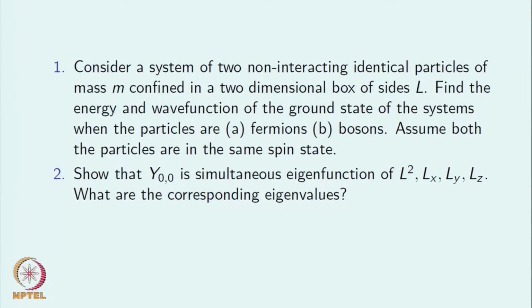consider a system of two non-interacting identical particles of mass m confined to a two-dimensional potential box of length L. So, find the energy and the wave function of the ground state of the system when the particles are A, fermions, B, bosons. Assume that both the particles are in the same spin states. Let us start.